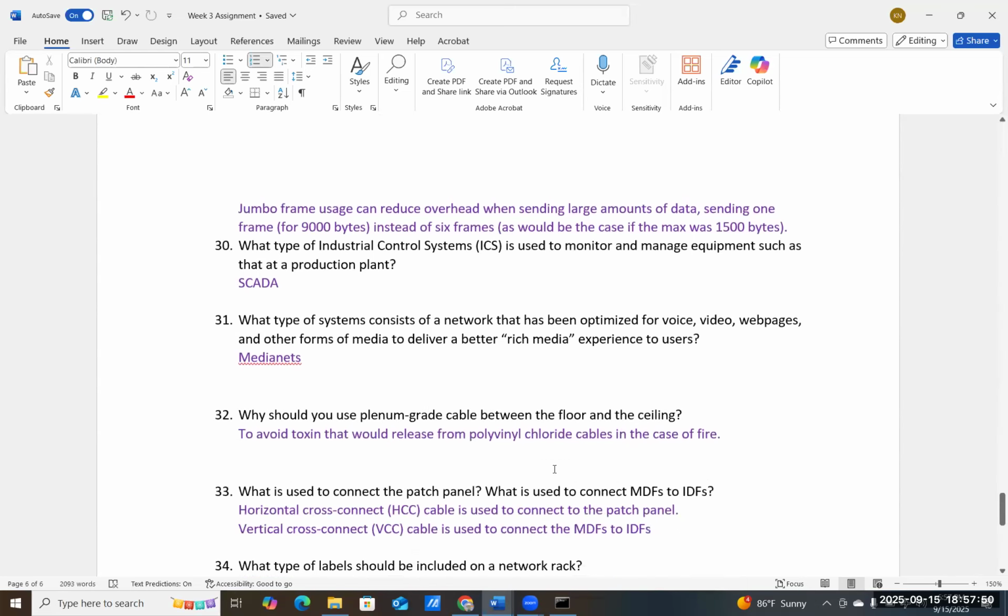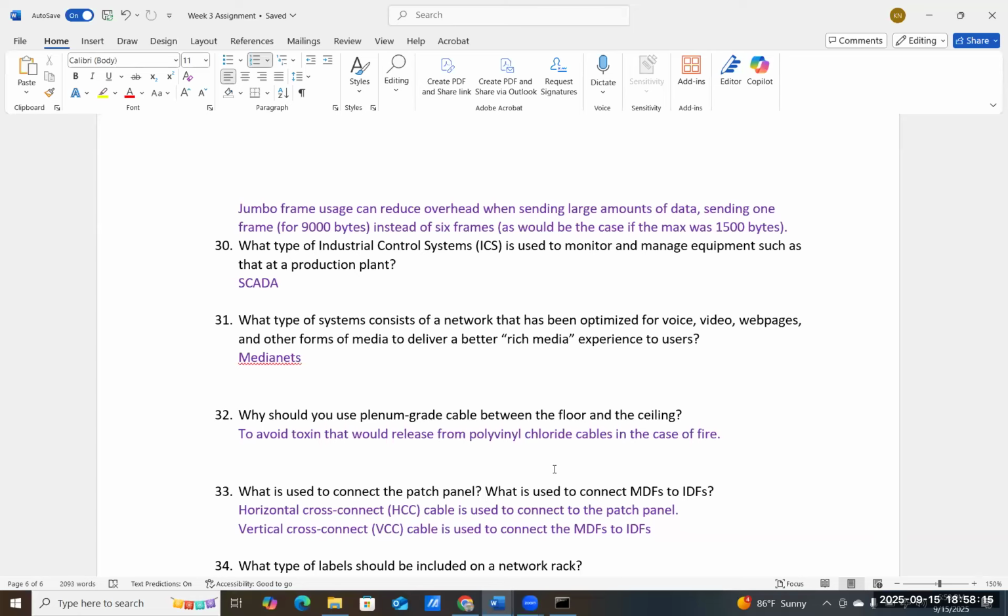Okay. A system that consists of a network that optimizes voice, video, web pages, or other media to give rich media to the users, those are called medianets, right? You often see these for streaming companies, or companies that provide either the service or content, etc.